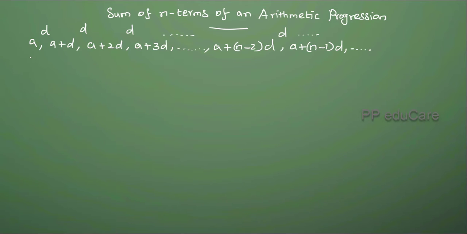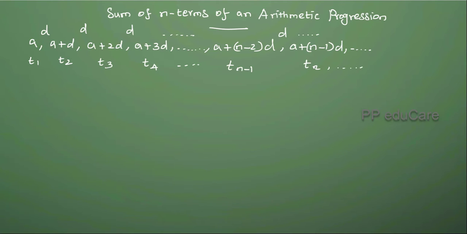Look here, this a is the first term, that is term 1. This a plus d is the second term, term 2. The a plus 2d is the third term, a plus 3d is the fourth term, etc. This a plus (n minus 2) into d is the (n minus 1)th term, and this a plus (n minus 1) into d is the nth term of this arithmetic progression.